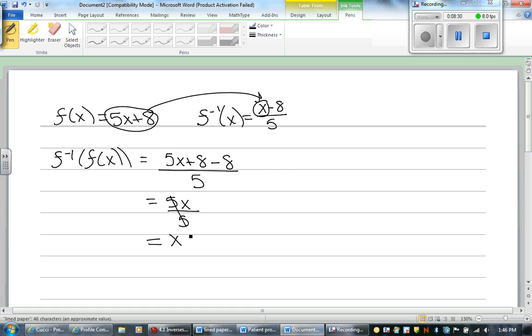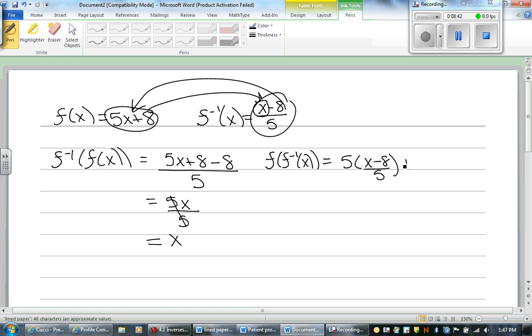Now the same thing should happen if I wanted to find f of f inverse of x, going the opposite way. 5 times x minus 8 over 5, plus 8. Those 5's cancel. I get x minus 8 plus 8. The 8's cancel and I get x. So this does work. They are inverses of one another because I get this x at the end.